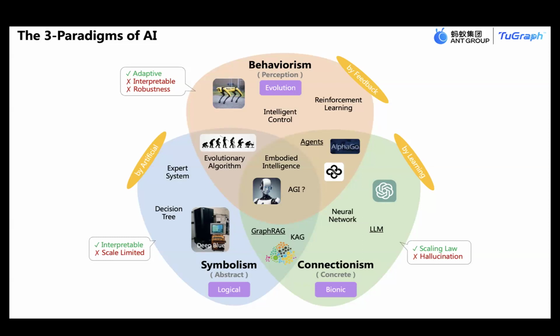So we have two methods to reduce this problem. One way is symbolism, and the other way is behaviorism. The first method may use GraphRAG or KAG, which was proposed by the AntGroup knowledge graph team. And the other way, as we know, is AlphaGo, which combines reinforcement learning with neural networks. And today, agent systems or multi-agent systems are also in this field.